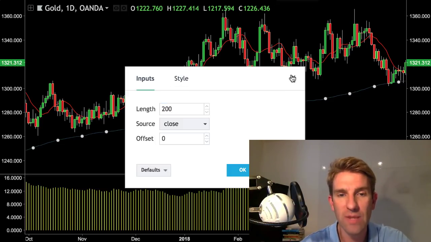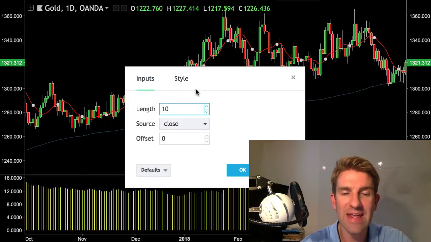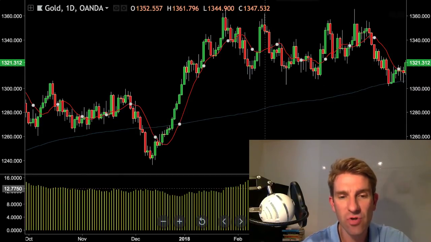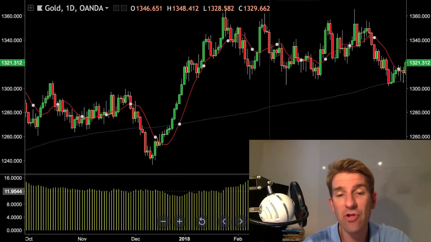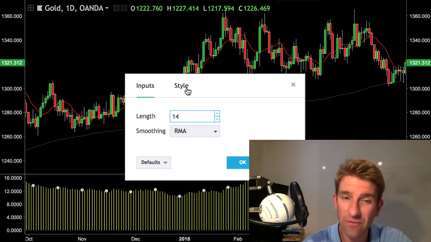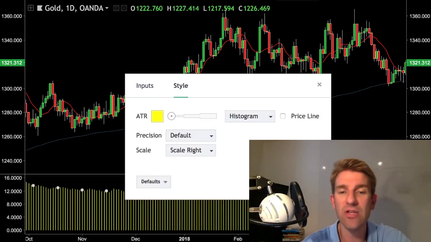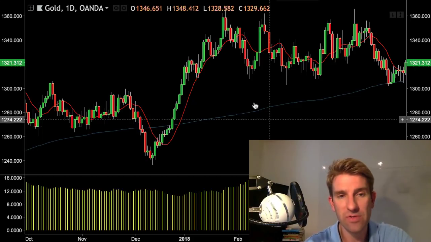One is a 200 period. The second one in red here is a 10 period. I've also got on the bottom of the chart here an average true range. The settings on that are the standard 14. I've changed the style to a histogram, which is just personal preference.